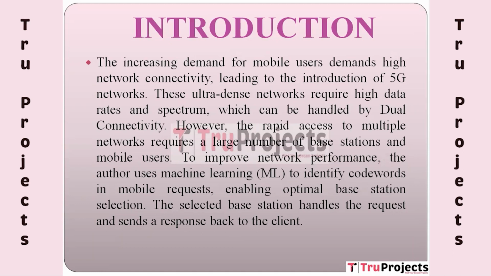Dual connectivity handles data rates and spectrum, but rapid access requires a large number of base stations and users. To enhance network performance, machine learning is used to identify code words in mobile requests, enabling optimal base station selection. The selected base station handles the request and sends a response back to the client.